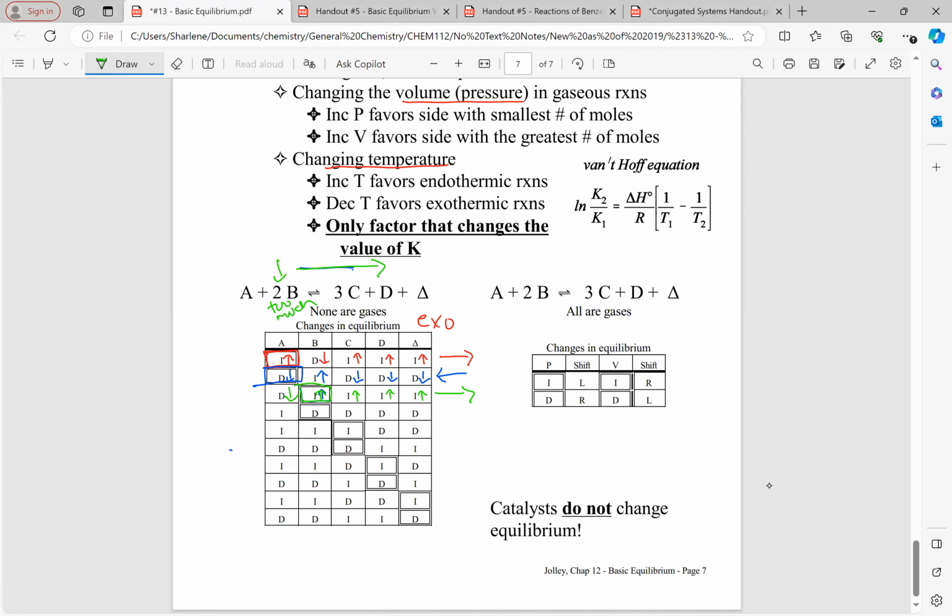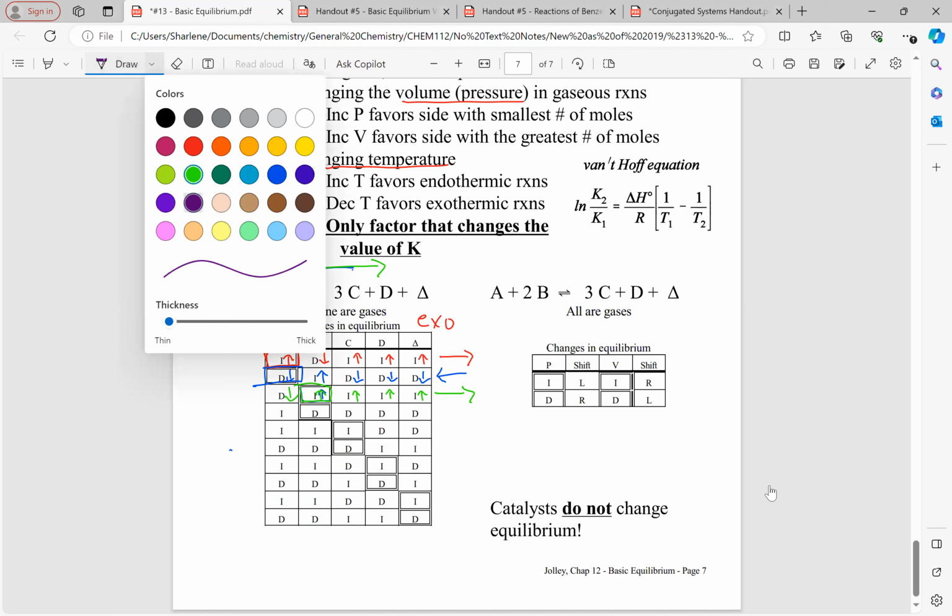Now, it's going to do the exact same idea if I'm playing with the product side. So this time, I'm going to use one of the products up. Let's use purple. This time, let's play with C.